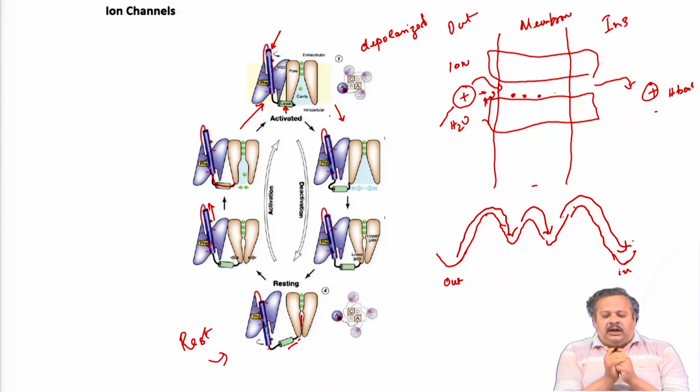And with that, let us in the next class talk about how the ligand gated receptors or the ligand gated ion channels, which are the neurotransmitter receptors in the neurons, allow current flow into the neuron or current injection into the neuron.